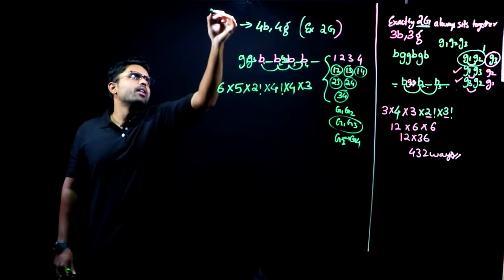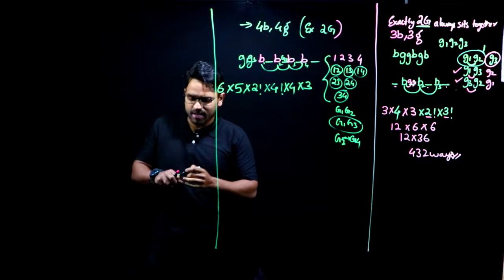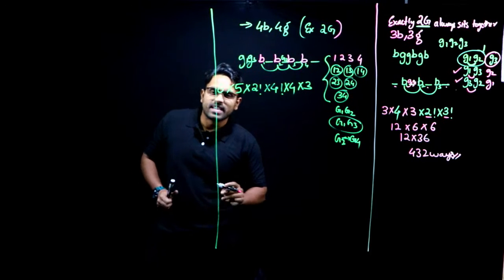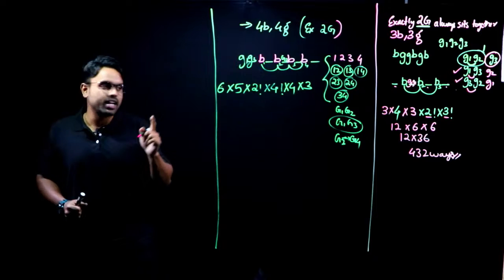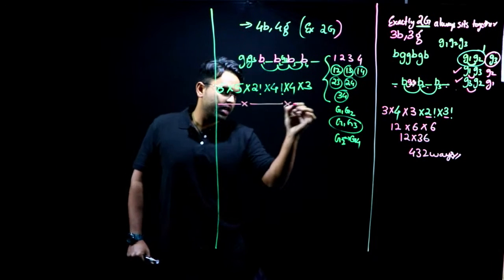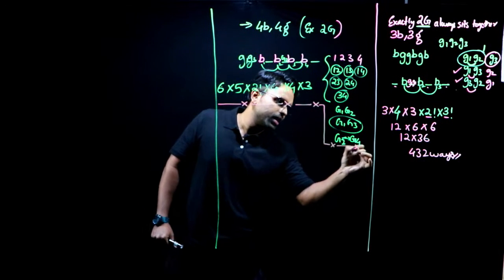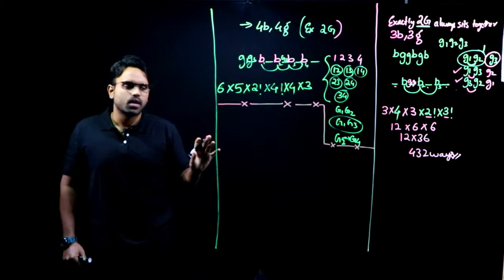Now, let's go with the next type of questions. And what are they? Circular arrangement. Circular arrangement is one tricky part, guys. If you understand circular arrangement once, then it is done. But till you understand, it is impossible to solve.